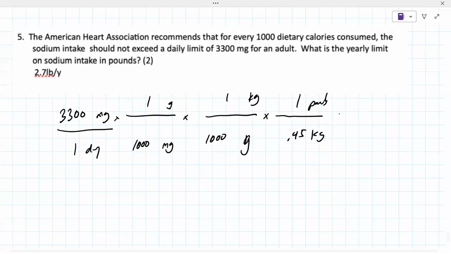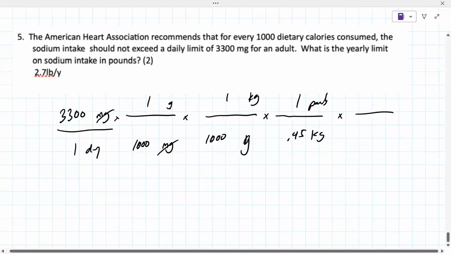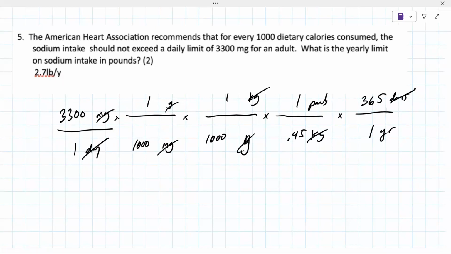Milligrams cancels milligrams, grams and grams, kilograms and kilograms. That's pounds. Now per year, we know that there are 365 days in 1 year, so days cancel days, and there's your year. So 3,300 times 365 divided by 1,000, 1,000, and 0.45. Just looking at this, I don't see how you're going to get to that number, but that is what the math says.